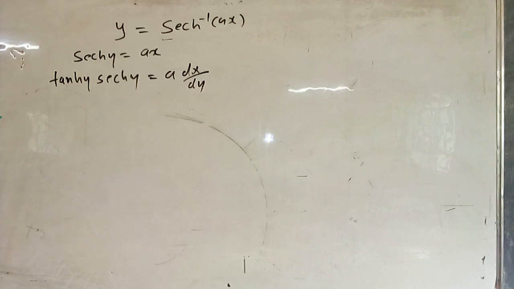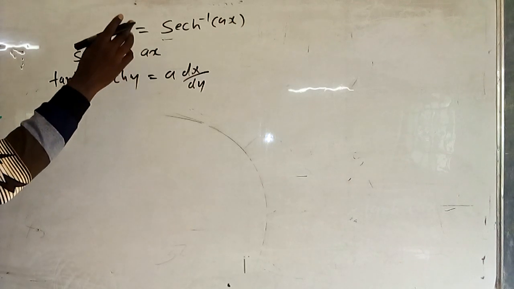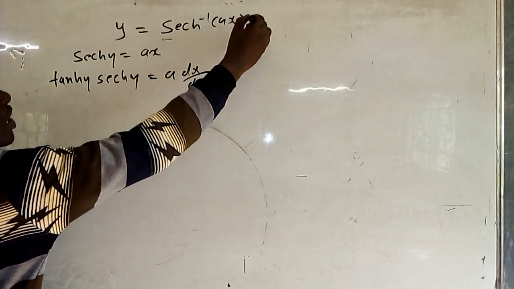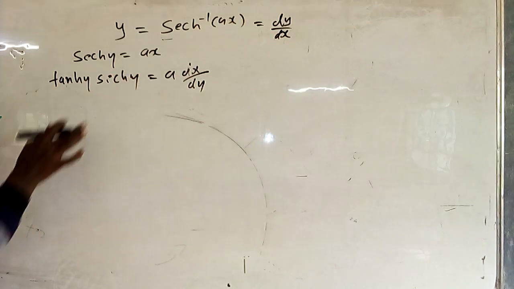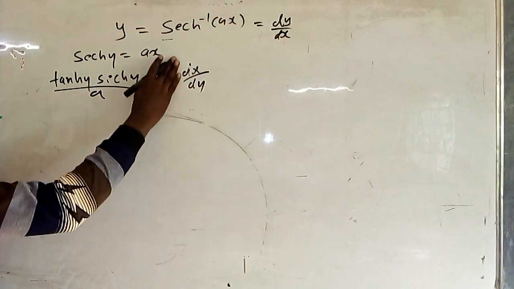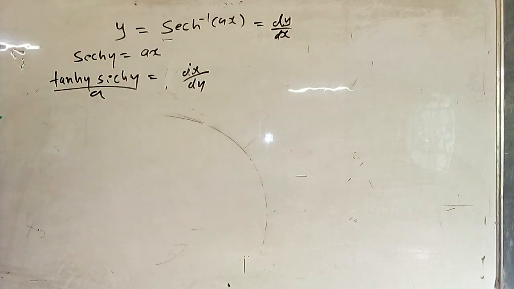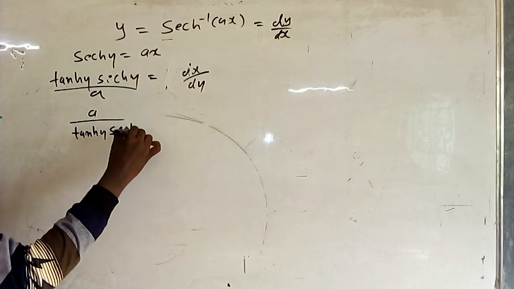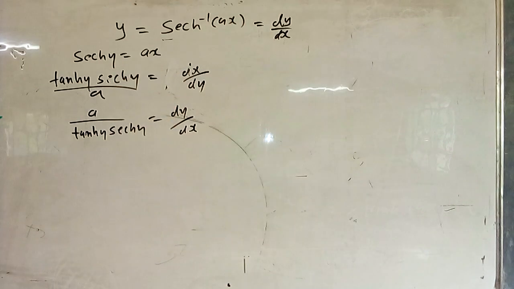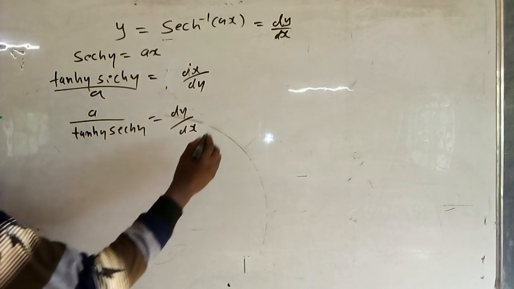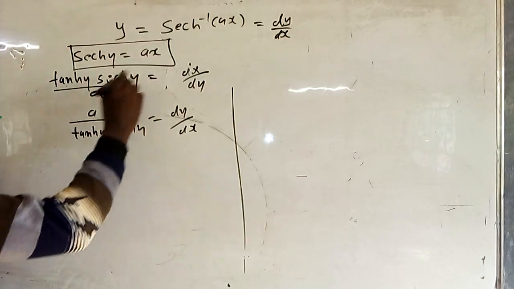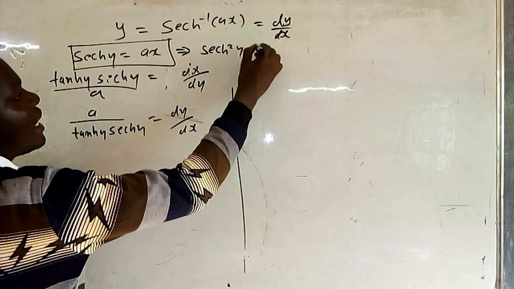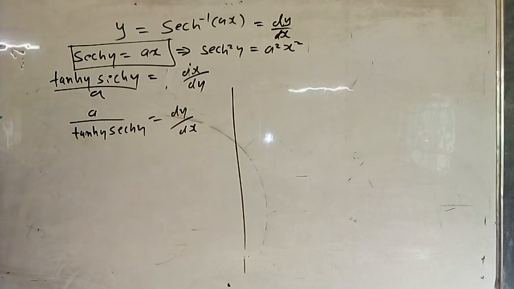Are we together? Yes. So from there, as usual, you are differentiating y with respect to x, meaning our derivative is supposed to be dy over dx, isn't it? So if you take every side of the equation, we remain with dx over dy is this. So if you look for the reciprocal on both sides of the equation, you have a over tan y sec y is supposed to be dy over dx. Are we together? Yes. So from there we substitute for tan y and sec y. So first of all, what is sec y? Sec y, you know, is ax, isn't it? So this implies that sec squared y is a squared x squared, isn't it? Are we together?